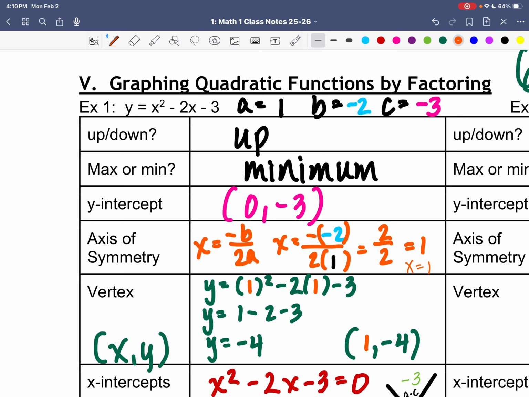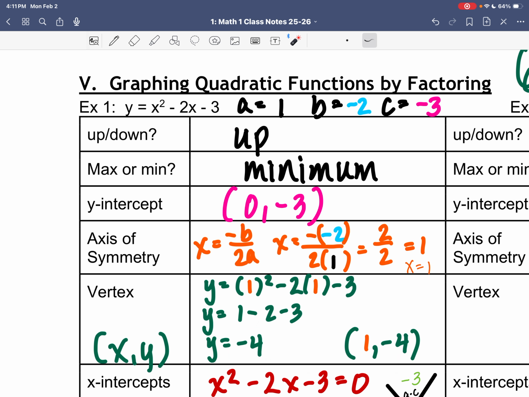All right, now that I know that x equals 1, I'm going to take my original equation, and wherever I see x, I'm substituting in 1, which is what I did right here. So make sure you square it, and then -2 times 1, and then bring down -3. Combine all those together to get -4. So this is your vertex. So remember, x is 1, y is -4. So those are things we've all done before.